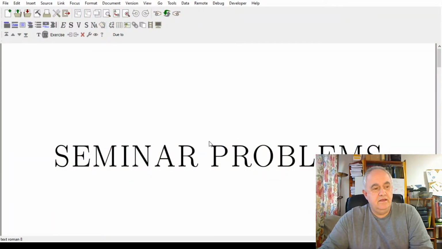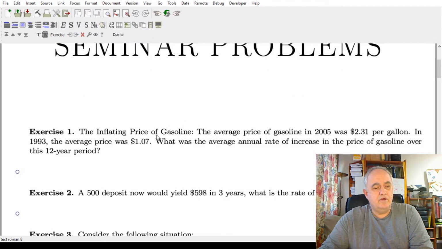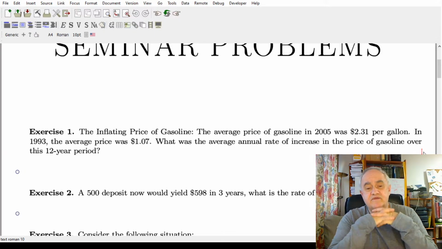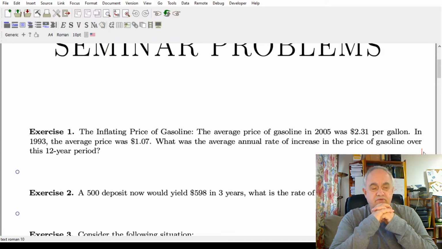Okay, the initial problem we're going to focus on is quite simple. Look at this: the inflating price of gasoline. The average price of gasoline in one year was $2.31 per gallon. In 1993, that is 12 years before, the price was 1.07. So what's the average annual rate of increase in the price of gasoline? Okay, what do we know from that?